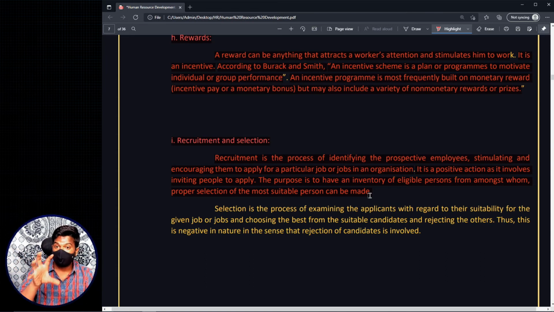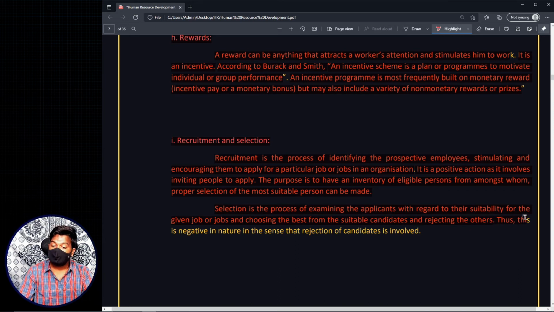Yes, I will be talking about recruitment and selection, but first let's look at this theory. See, selection is the process of examining the applicants with regard to their suitability for the given job or jobs, and choosing the best from the suitable candidates and rejecting the others. Thus, this is negative in nature in the sense that rejection of candidates is involved. So, this is just the basic theory relating to recruitment and selection.